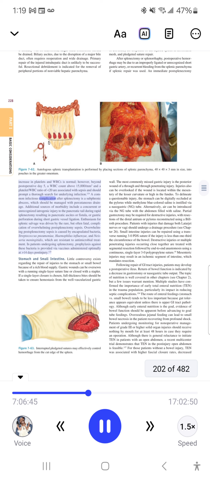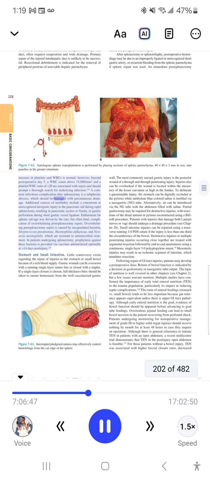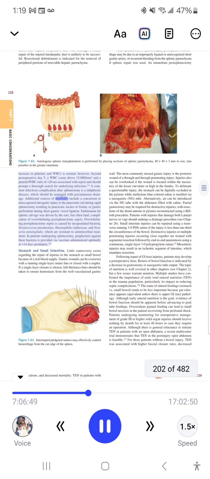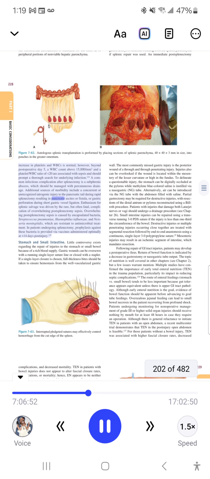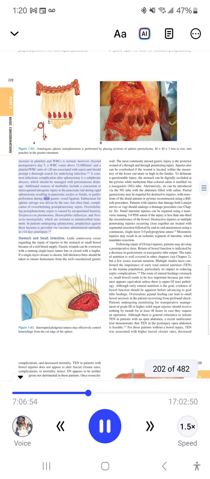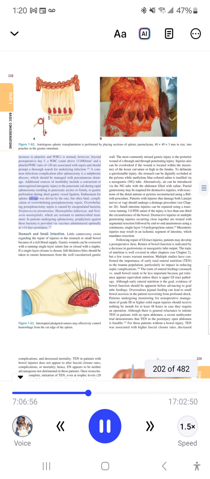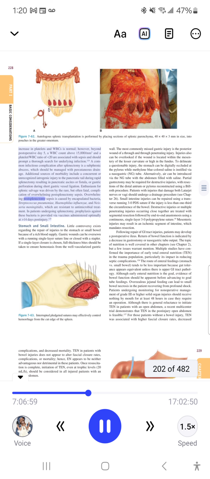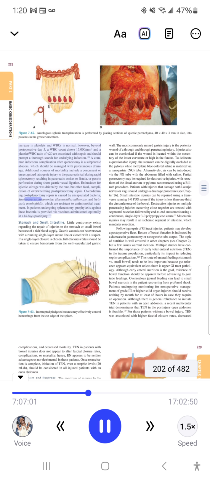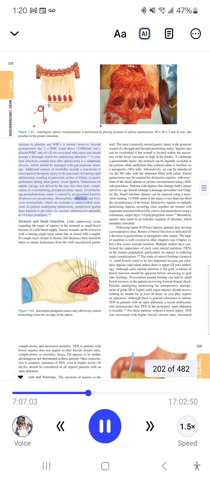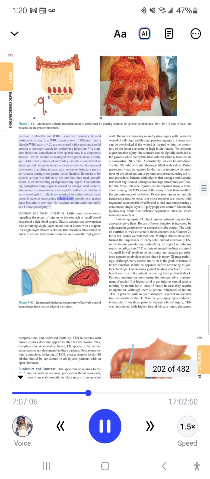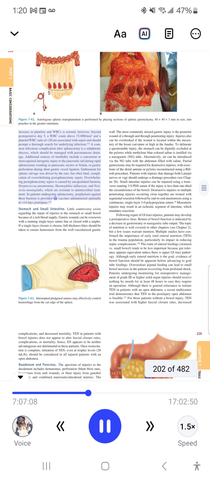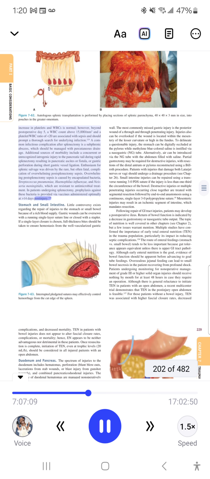124 A common infectious complication after splenectomy is a subphrenic abscess, which should be managed with percutaneous drainage. Additional sources of morbidity include a concurrent or unrecognized iatrogenic injury to the pancreatic tail during rapid splenectomy resulting in pancreatic ascites or fistula, or gastric perforation during short gastric vessel ligation. Enthusiasm for splenic salvage was driven by the rare, but often fatal, complication of overwhelming postsplenectomy sepsis. Overwhelming postsplenectomy sepsis is caused by encapsulated bacteria, Streptococcus pneumoniae, Haemophilus influenzae, and Neisseria meningitidis, which are resistant to antimicrobial treatment. In patients undergoing splenectomy, prophylaxis against these bacteria is provided via vaccines administered optimally at 14 days post-injury.